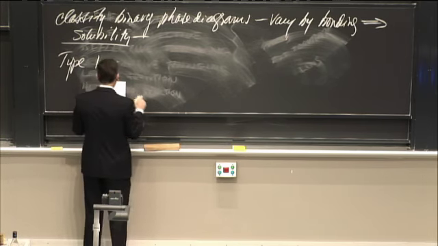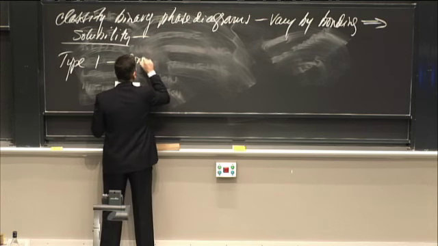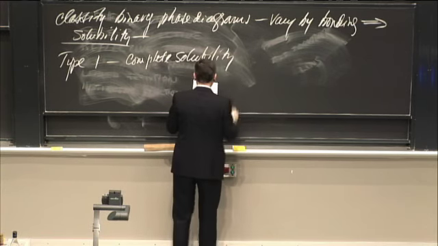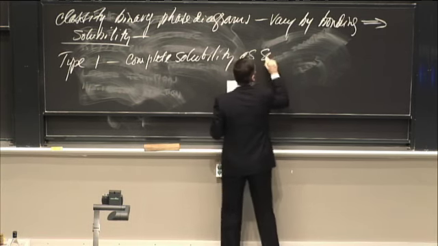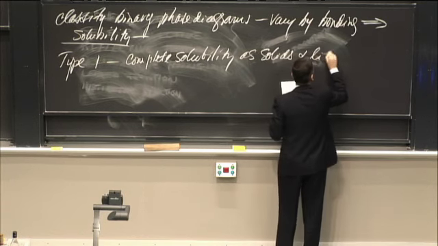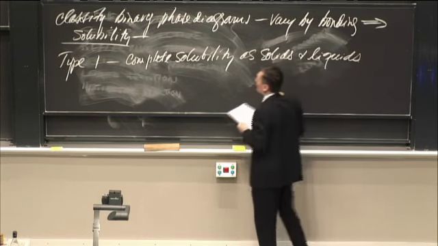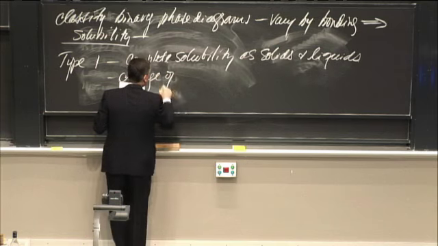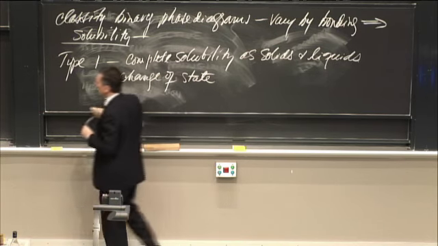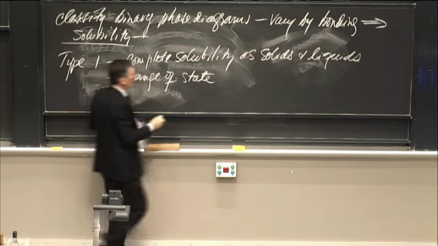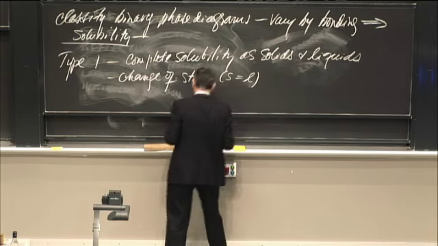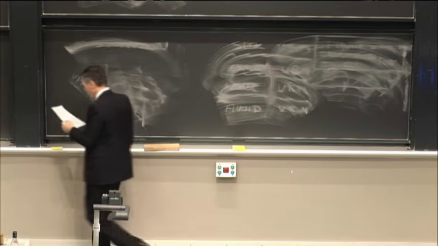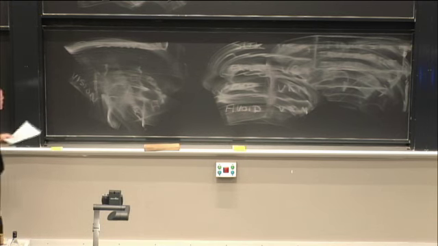It means complete solubility. So A and B are completely soluble in one another as solids and liquids. That's the first thing that you'll see on a type 1 phase diagram. And the second one is that a change of state is present. And we know the only change of state we care about here is solid goes to liquid. So we're going to show solid goes to liquid, and the thing is totally, as they say in California, totally soluble as liquids and solids.